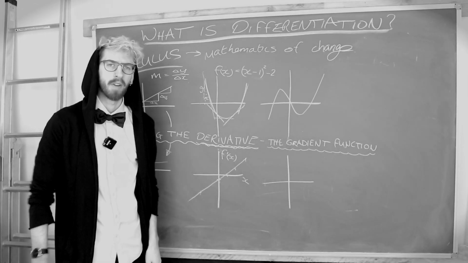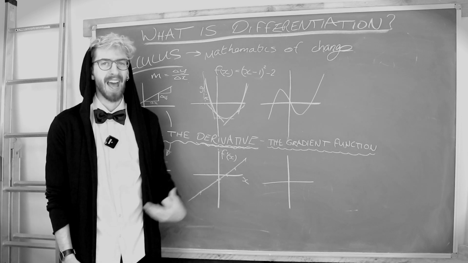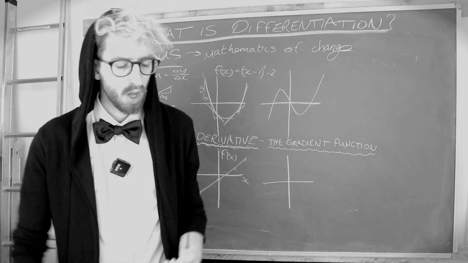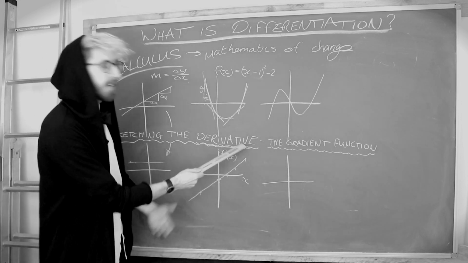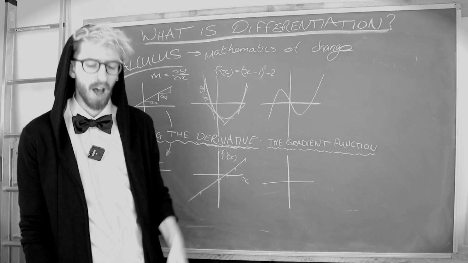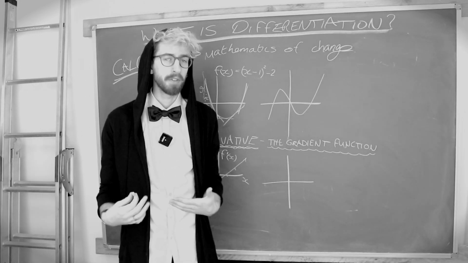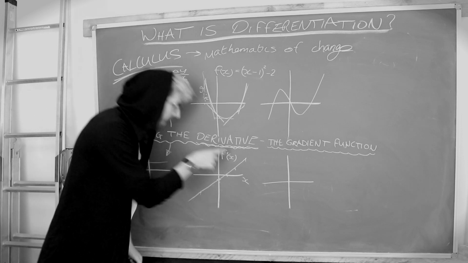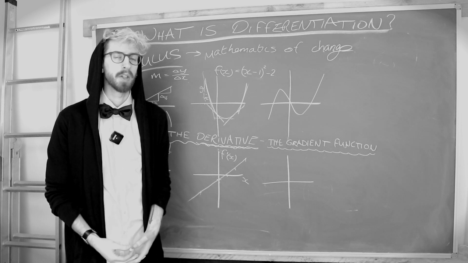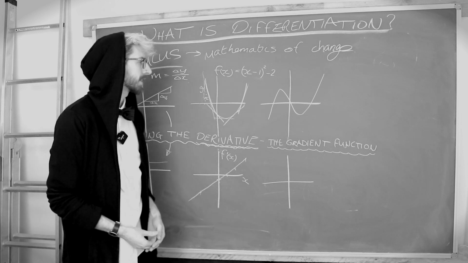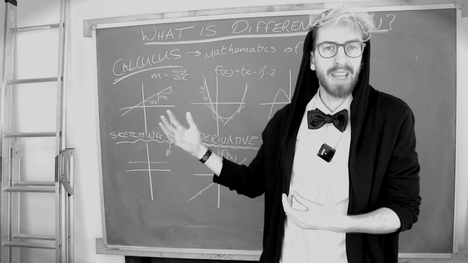What this is, my friends, is an f with an apostrophe just after it. We pronounce it f prime of x, and it means the gradient function, aka the derivative. Oh yes, we have arrived. This is differentiation. The whole point of differentiation is to find that. And what we have is a load of rules which we get from something called first principles, which I'll do in the next video. Right now, we're just interested in sketching the derivative.